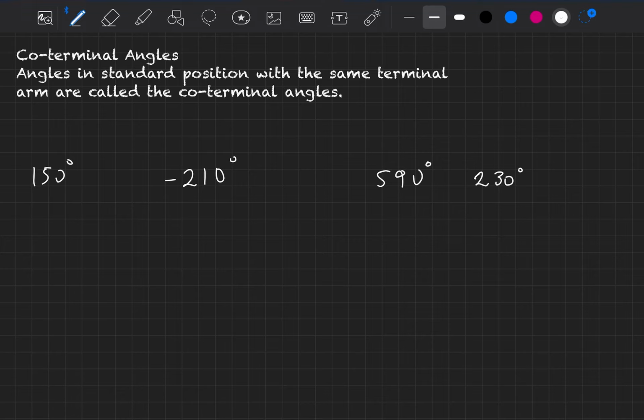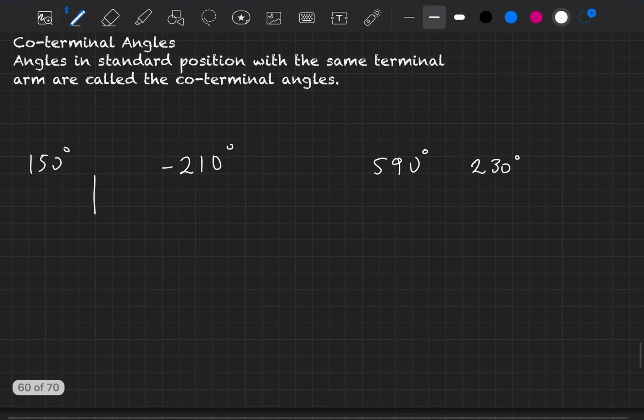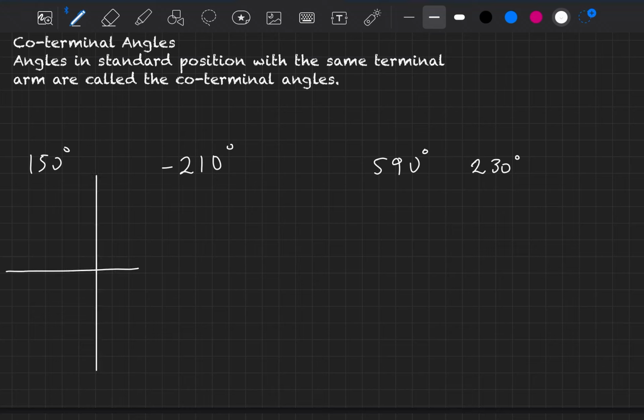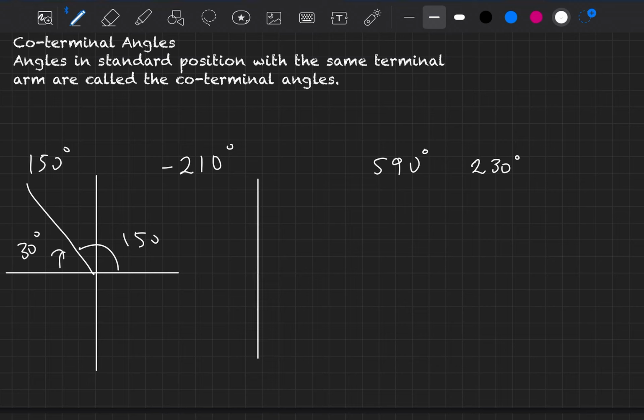Okay, now let's talk about coterminal angles. Angles in standard position which have the same terminal arm are called coterminal angles. So something like 150 degrees would be like this. And this is 150, but it's also 30 degrees if you look at the reference angle. Negative 210 would be this way, so it would be right here. So these would be in the same spot because this reference angle is also 30 degrees. So 150 and negative 210 would be considered coterminal.